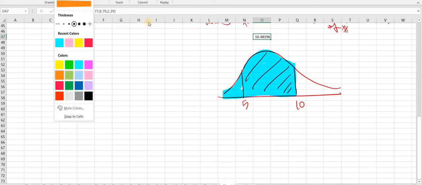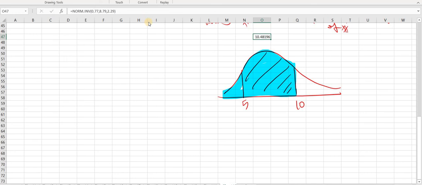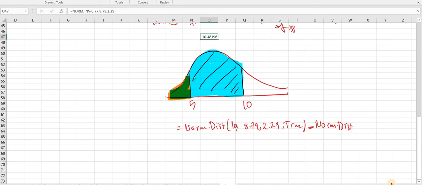So here, if I take the blue area, which is equal to NORM.DIST of 10, comma, the mean 8.79, comma, 2.29, the standard deviation, comma, true, minus the orange area, which is the area to the left of 5, which is NORM.DIST of 5, comma, the mean 8.79, comma, the standard deviation, comma, true. Then I'm going to get the area in the middle.